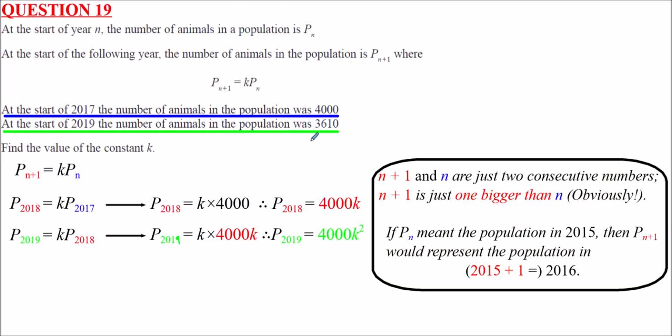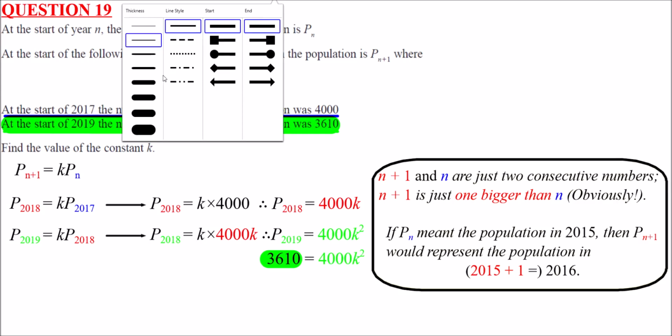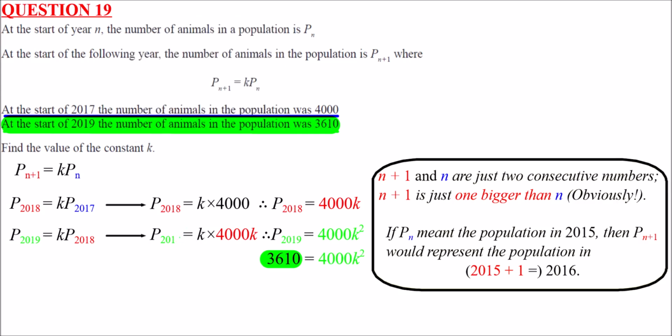But we're actually told what the population in 2019 is. At the start of 2019, the number of animals in the population was 3,610. So we can just simply say that this value is 3,610, so therefore 3,610 equals 4,000k squared. So now, after all that, we've actually got a fairly simple equation to solve. Just switching this error again. My apologies, under OCD. So we can get k squared on its own by dividing both sides by 4,000. So let's do that as our first step. So divide by 4,000 on both sides.